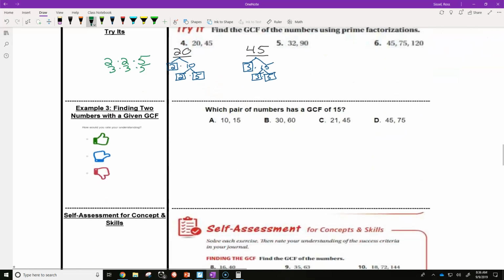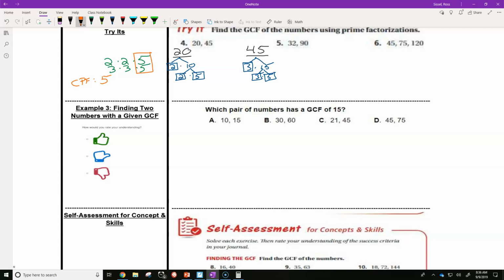Step 3, my common prime factors. What would I have circled? What was shared? 5. So I'm just going to write that down. A prime factor was 5.